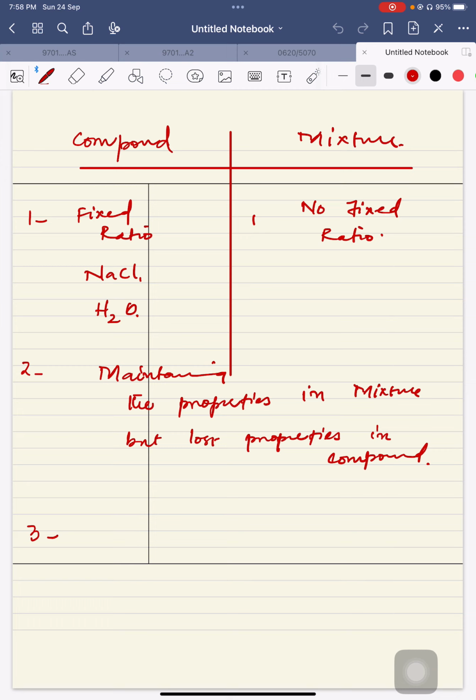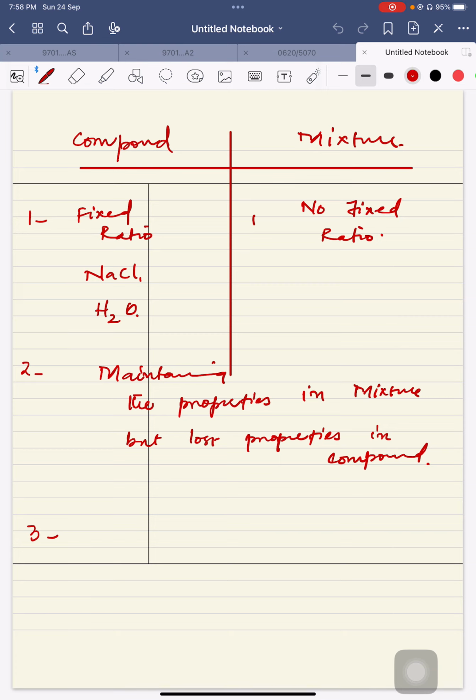And the last point was that in the case of a compound we cannot separate the components without electrolysis, whereas the components of a mixture can be separated from each other with the help of physical techniques which we have studied already. Those physical techniques include filtration, centrifugation followed by filtration, sublimation, etc.